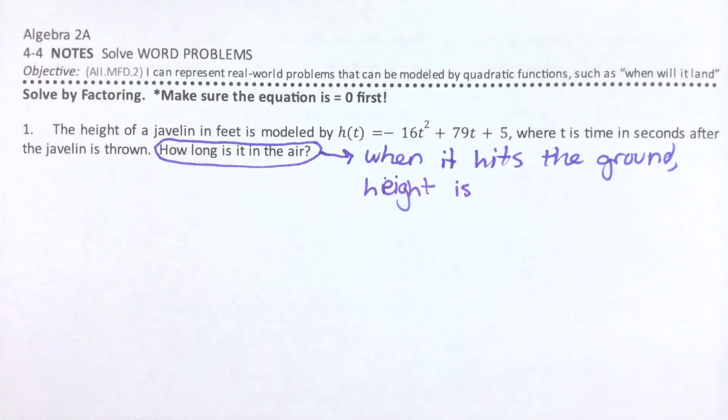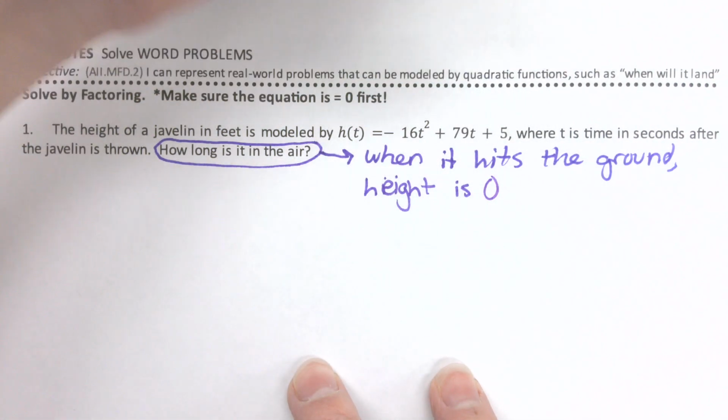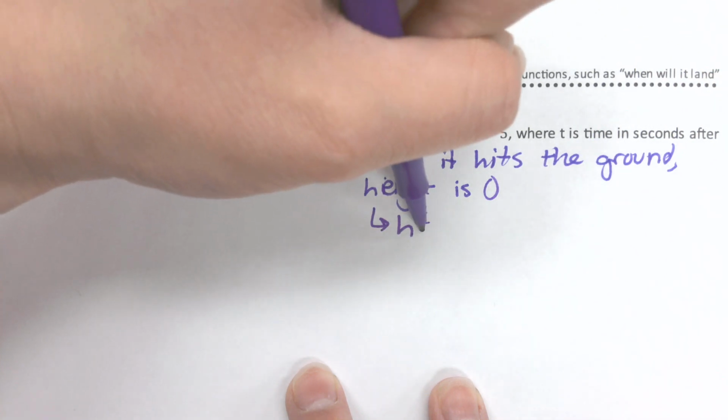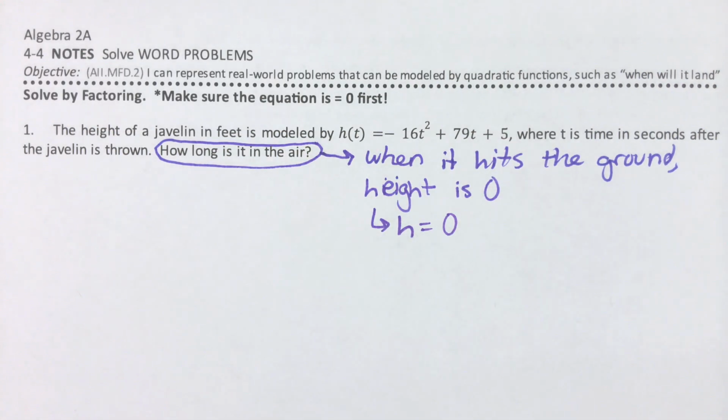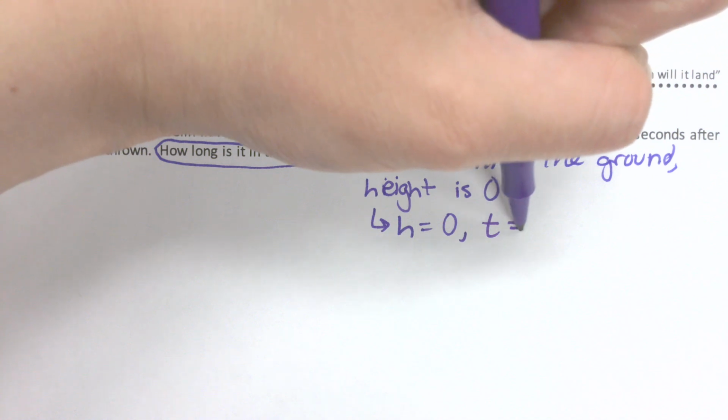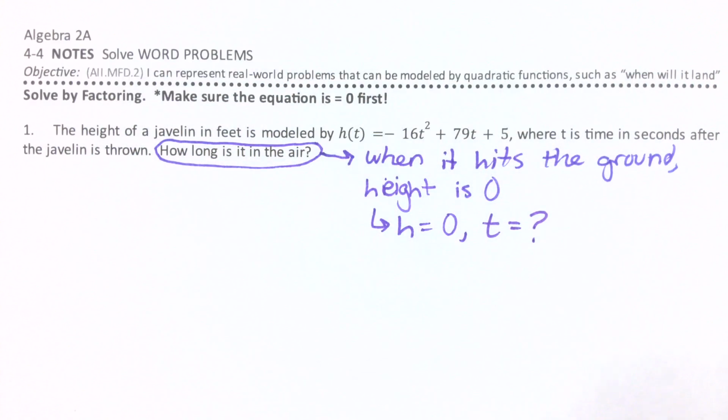When it hits the ground, height is, if something's on the ground, what is its height? 0. So that means h is 0. So for this problem, h is 0, t, the other variable, is unknown.